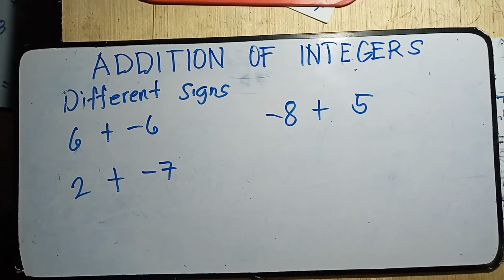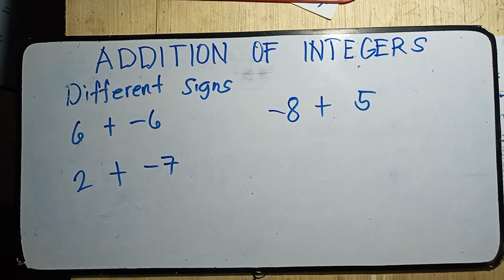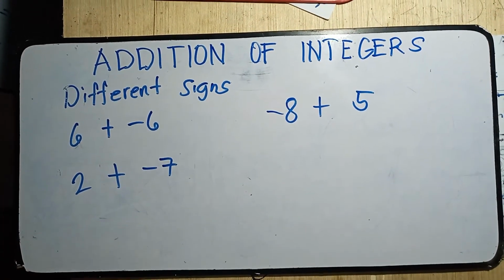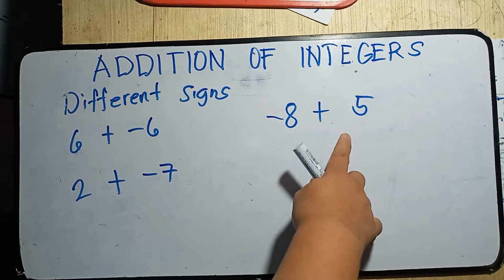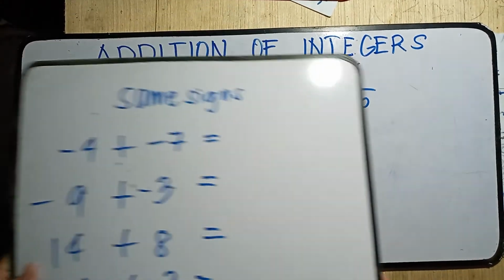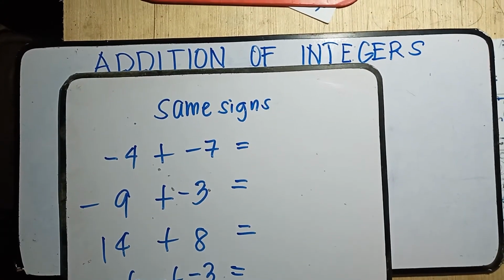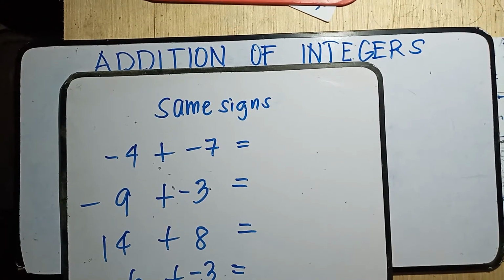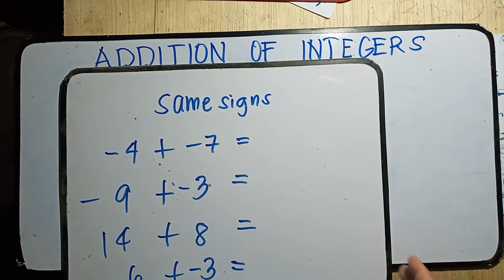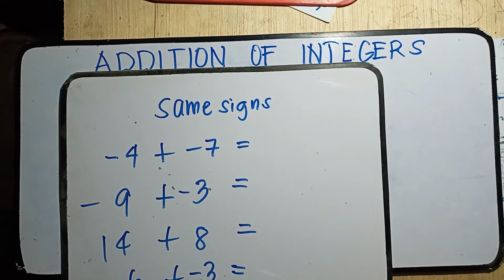Okay, let us discuss how to add integers with different signs. One is positive, one is negative. One is negative, the other one is positive. But before that, let us have a recall on adding integers with the same signs, because you should have a mastery of this topic before we move to the addition of integers having different signs.